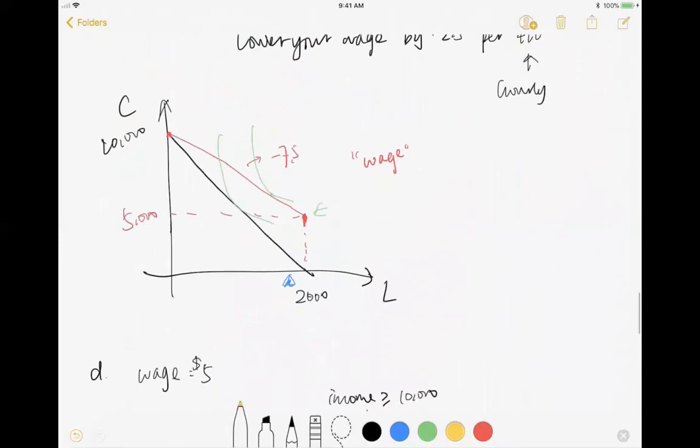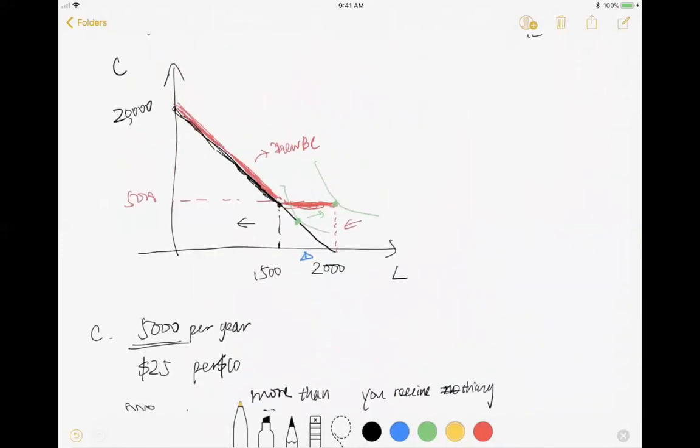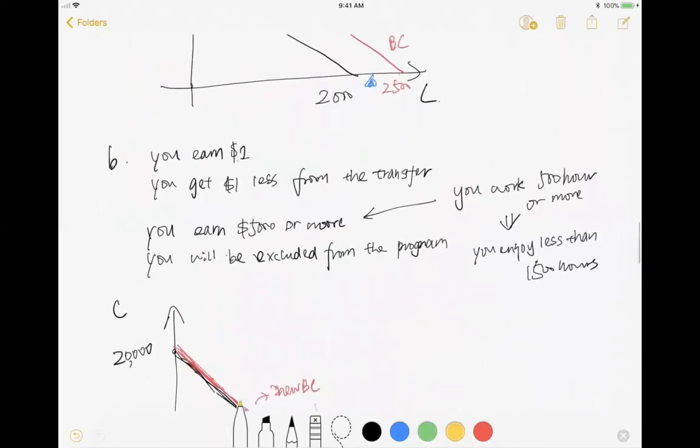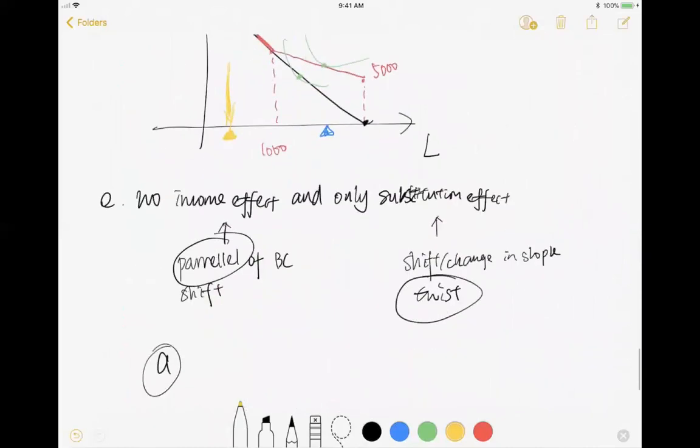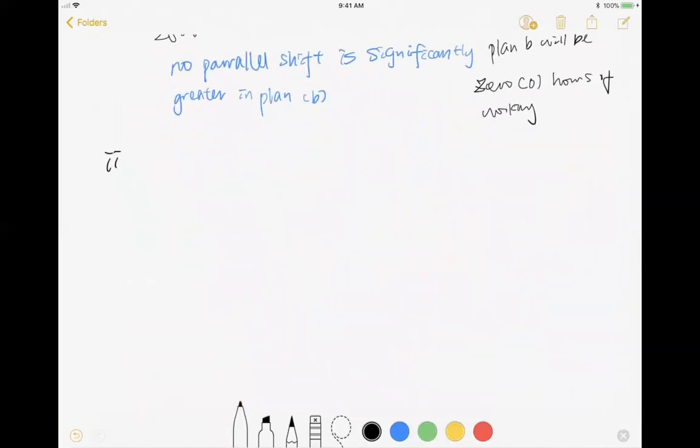And plan C will give him a change, and plan B will not give him a change over here. And plan A, we don't consider plan A. So the answer for question number 2 will be plan C. Plan C will give this guy the largest reduction in hours of working.